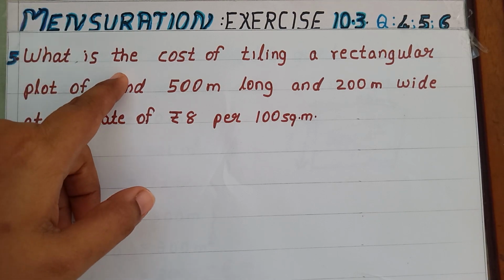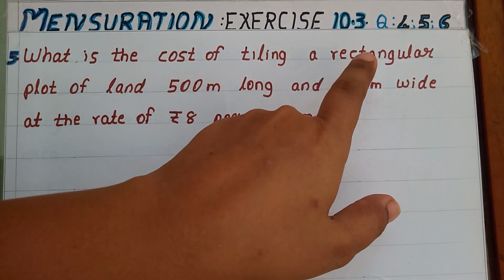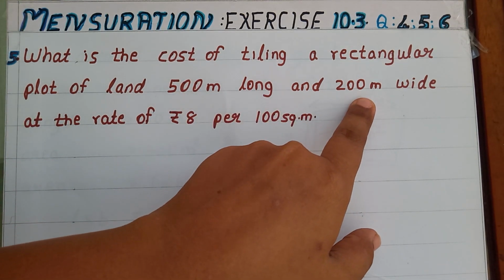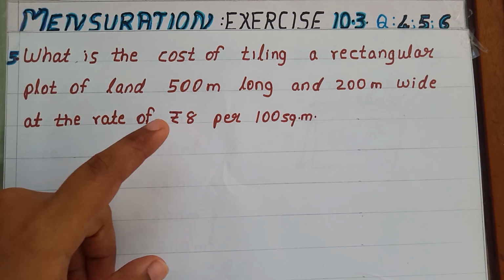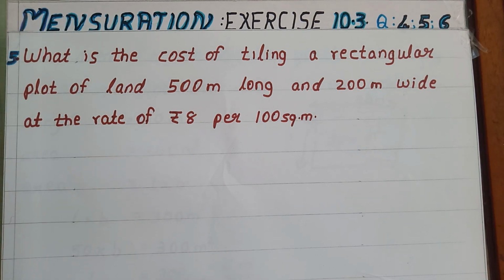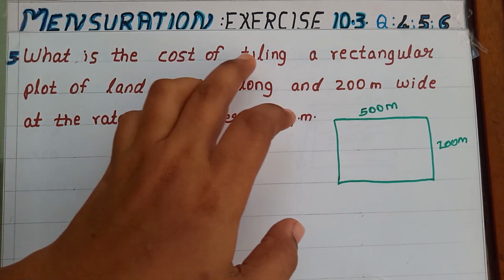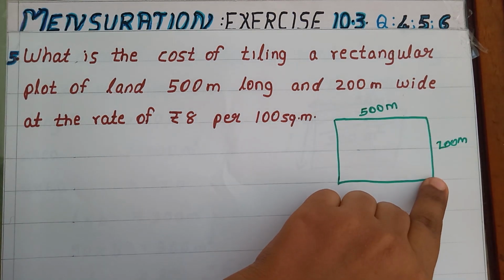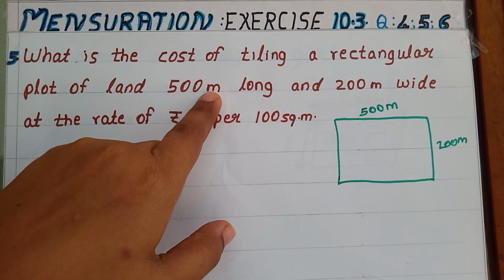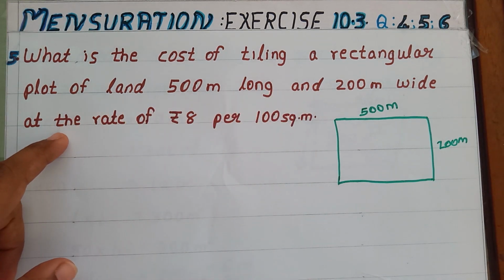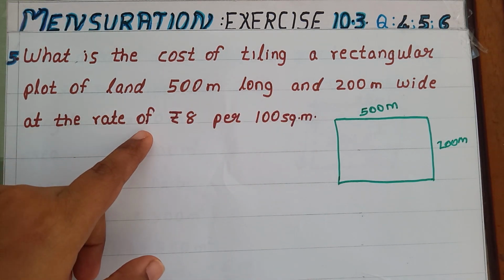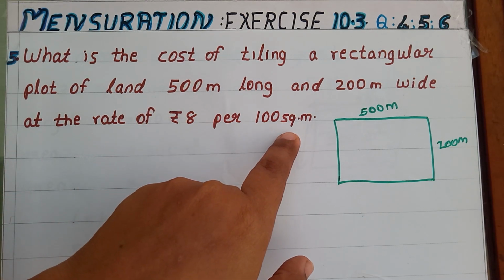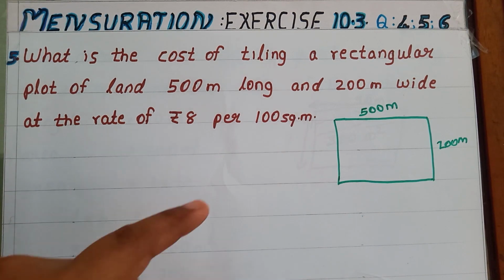Next question is, what is the cost of tiling a rectangular plot of land 500 meter long and 200 meter wide at a rate of rupees 8 per 100 square meter? This is a rectangular plot. We have to tile this plot. Length of this plot is 500 meter and breadth is 200 meter. That we got from our given data. And we should find what is the cost of tiling this rectangular part if the rate for tiling is rupees 8 for 100 square meter.